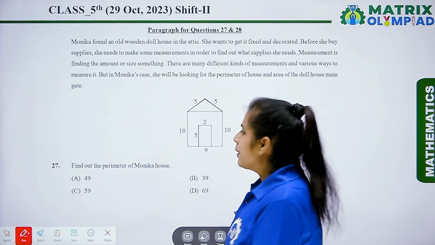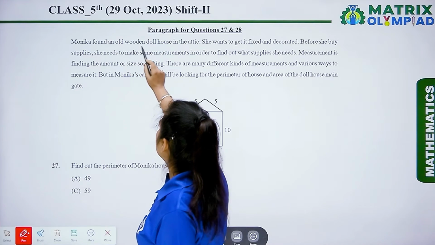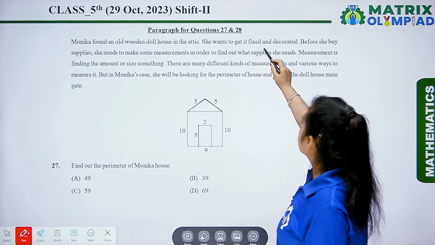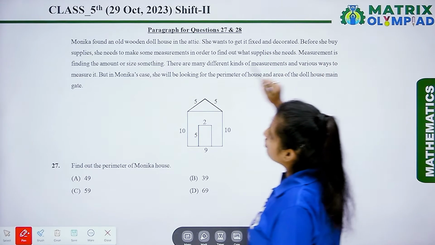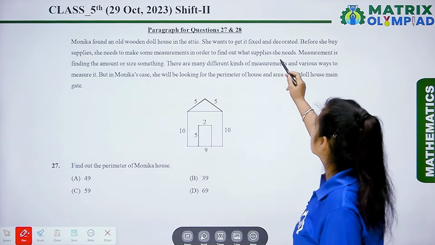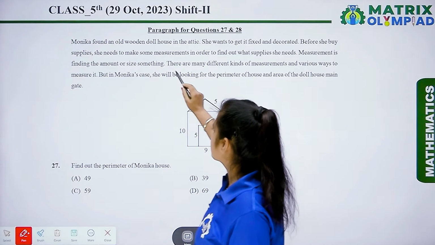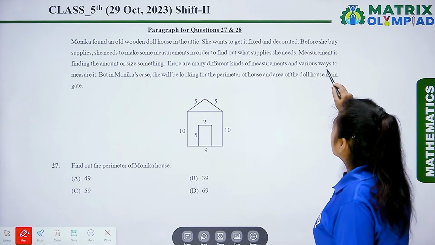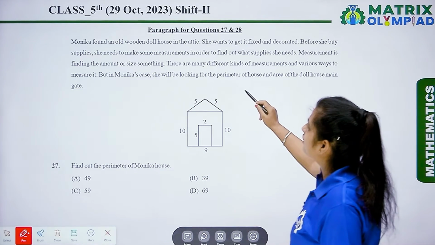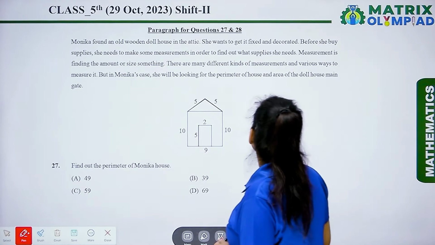Now the next question is based on the paragraph, and here it is written: Monica found an old wooden doll house in the attic. She wants to get it fixed and decorated. Before she buys supplies, she needs to make some measurements in order to find out what supplies she needs. Measurement is finding the amount or size of something. There are many different kinds of measurements and various ways to measure it. But in Monica's case, she will be looking for the perimeter of the house and the area of the doll house main gate.